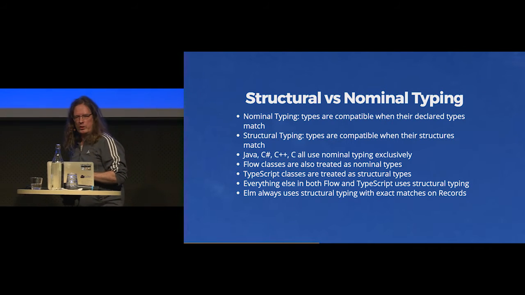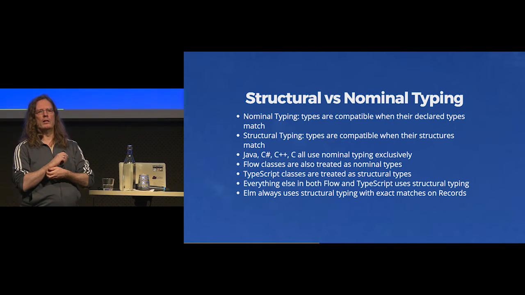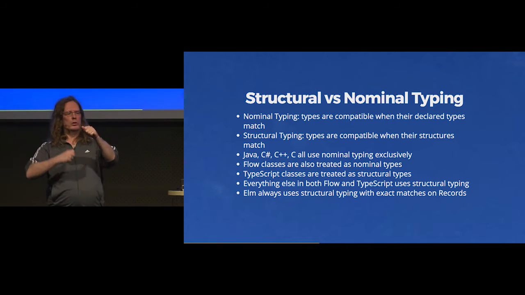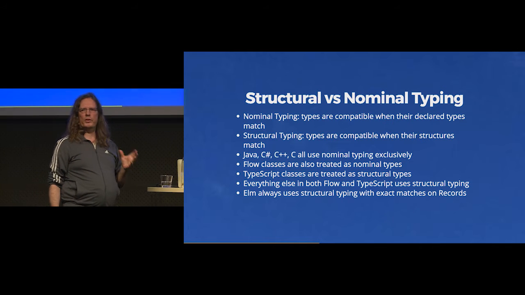Elm always uses structural typing, and it has to have an exact match. So there's no sub or super type. It always has to match exactly. And this is important because it's very different from Java.